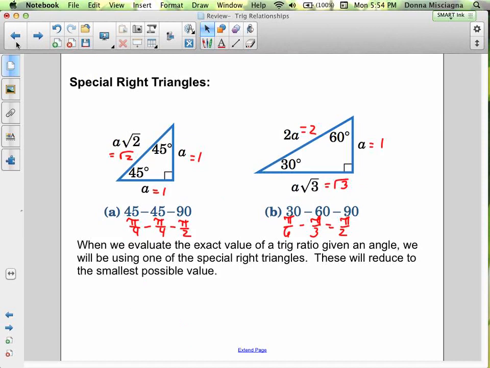On the 30, 60, 90, make sure you label a as 1. And so 1 times the square root of 3 is going to be square root of 3, and 2 side is an integer value. And it might not hurt to write down the measurements in radians on this as well.